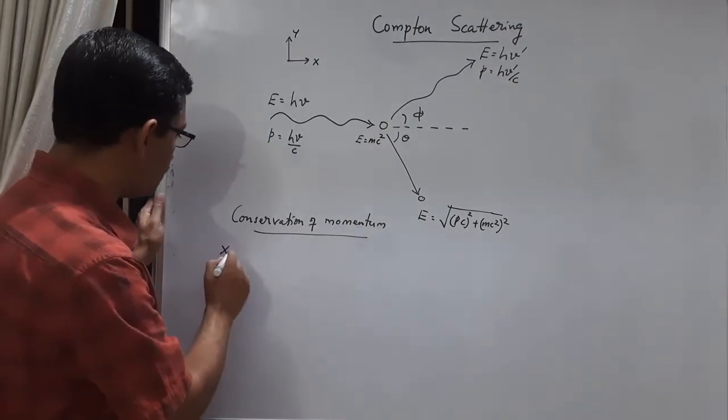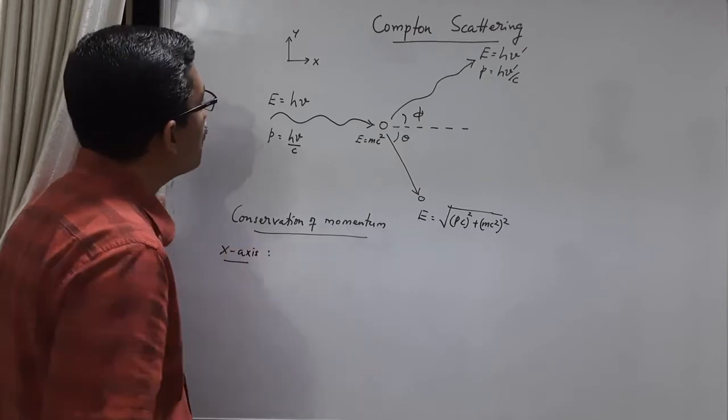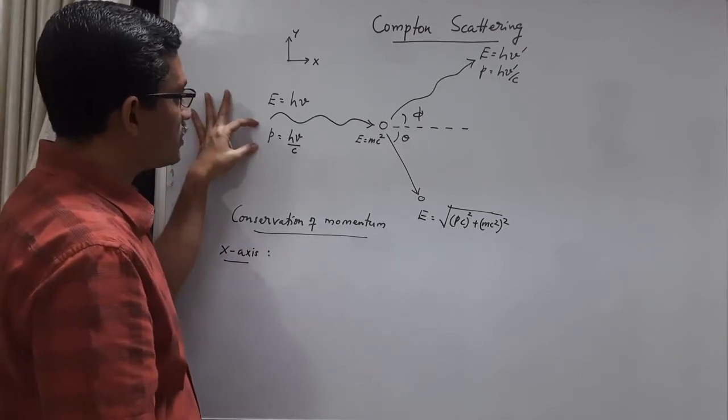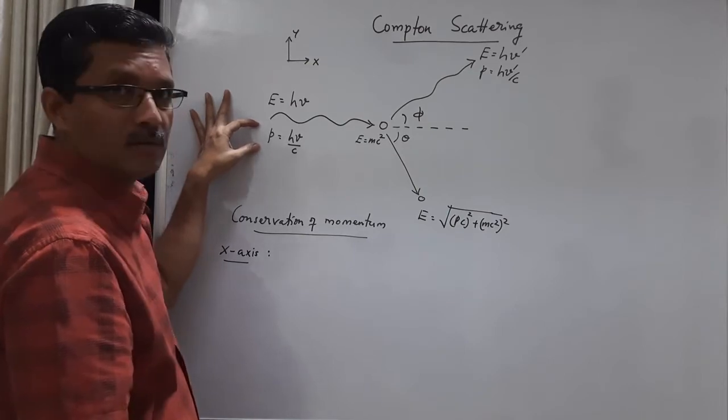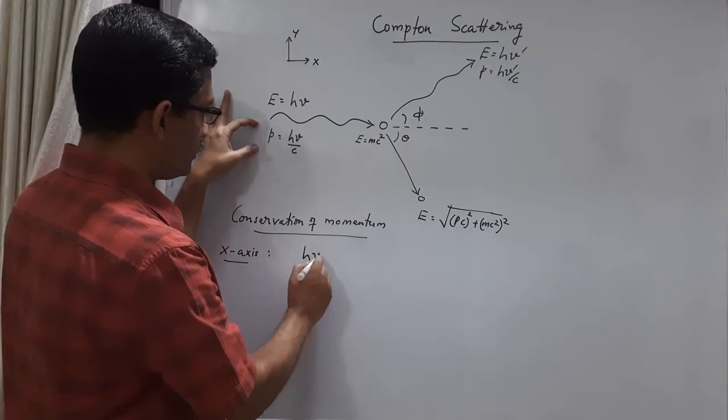So first we will consider the conservation of momentum along the x axis. What is the momentum before collision? The momentum of the photon, which is along the x direction, is h nu by c.